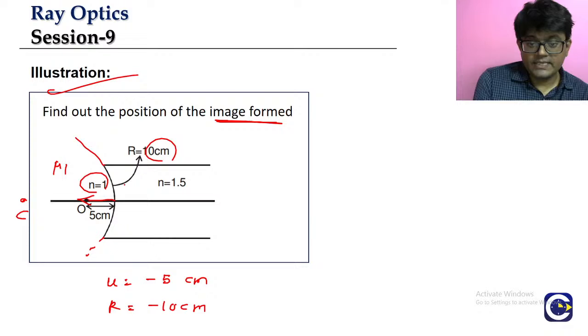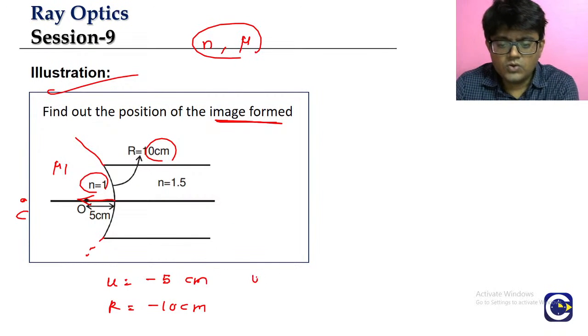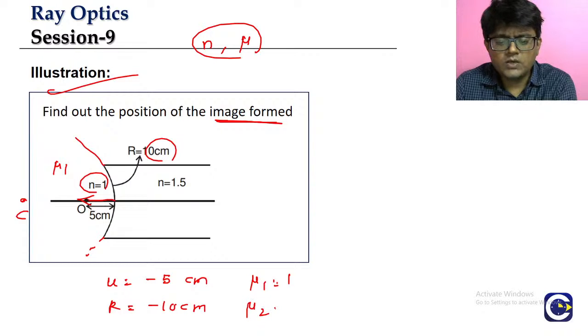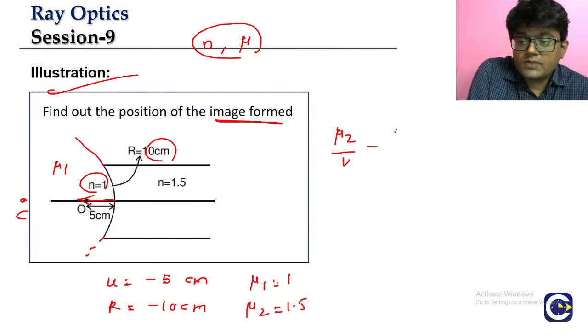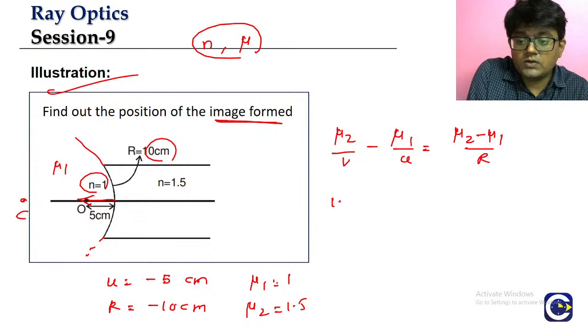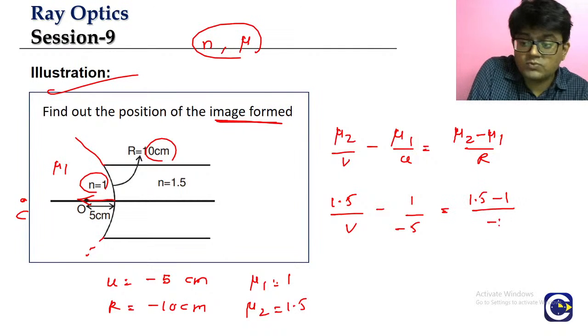Mu 1 is 1. Here they are using a different notation for the refractive index, because refractive index can be represented by either the symbol N or mu. So mu 1 is 1 and mu 2 is 1.5. What is the formula? Mu 2 by V minus mu 1 by U is equal to mu 2 minus mu 1 by R. So 1.5 by V minus 1 by U, where U is minus 5, is equal to 1.5 minus 1 by R, where R is minus 10.